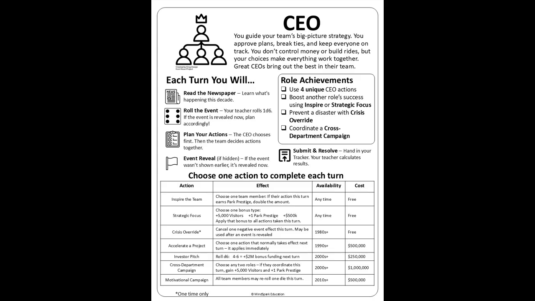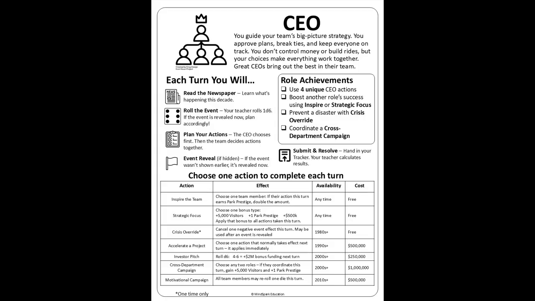When it comes to choosing actions, the CEO always goes first. They help to set the vision and direction for the round. Looking at the CEO's action table, they currently have 3 options available to them: Inspire the Team, Strategic Focus, or Crisis Override. As the game progresses, each role will have new actions that become available. This represents the changes in technology and culture that have happened over the years.